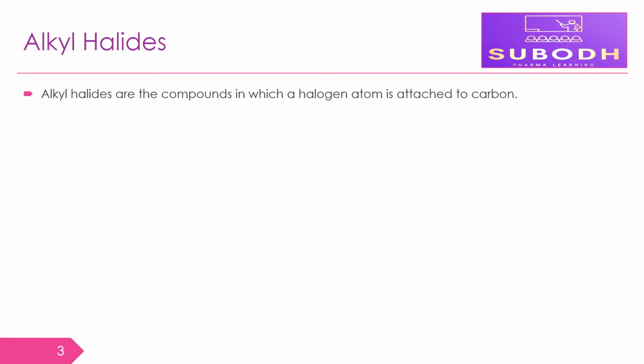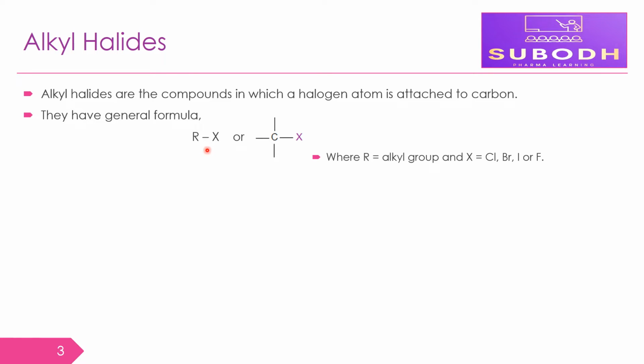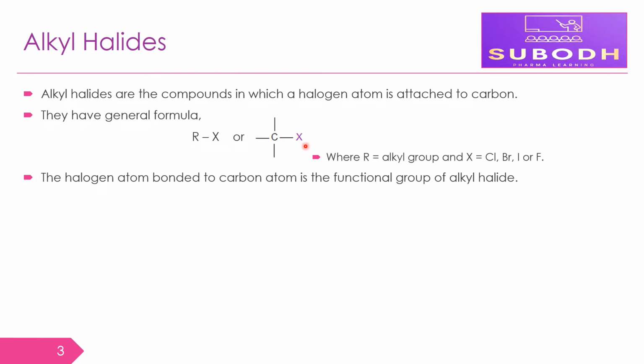Alkyl halides are the compounds in which a halogen atom is attached to carbon. They have the general formula RX, where R is the alkyl group and X is a halogen, which may be chlorine, bromine, iodine, or fluorine. The halogen atom bonded to a carbon atom is the functional group of alkyl halide.